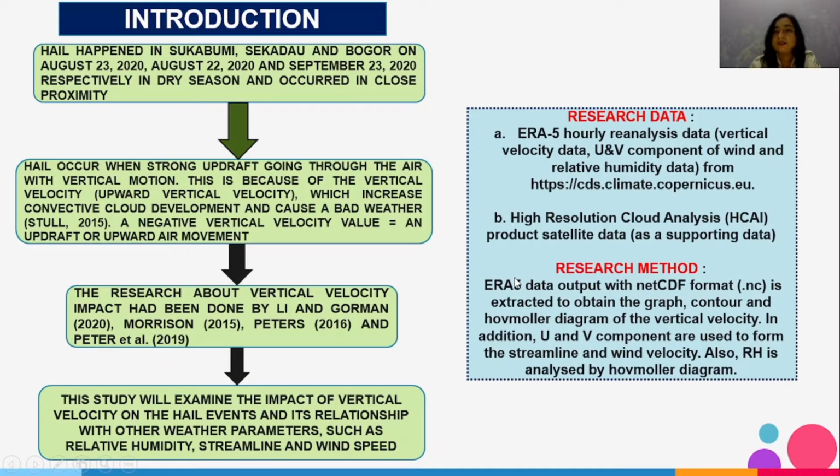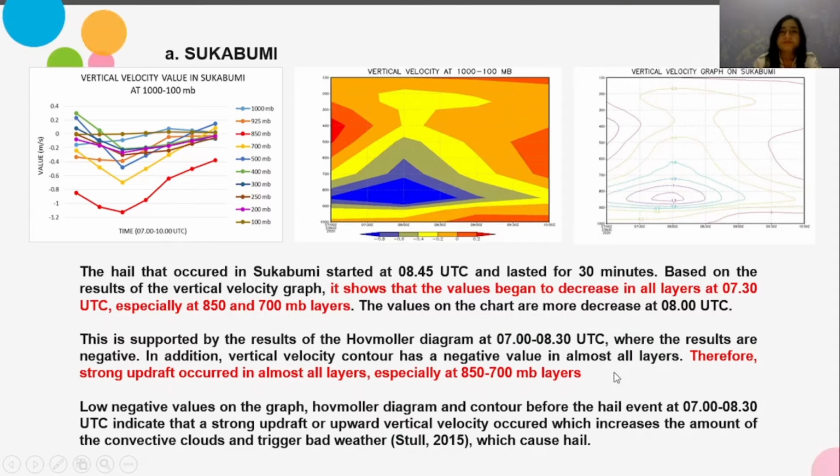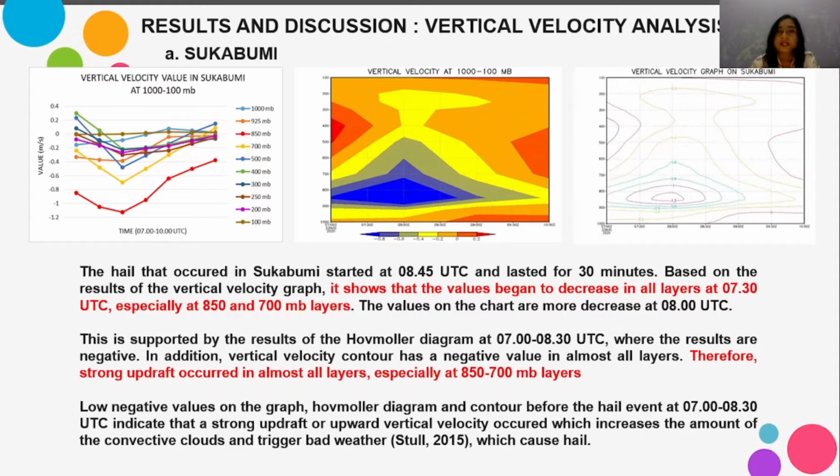The data used in this research are ERA5 hourly analysis data from Climate Copernicus, and high-resolution cloud analysis as supporting data. The research method is that ERA5 data is extracted to obtain the graph, contour, and Hofmüller diagram of the vertical velocity, and then the U and V components are used to form the streamline and wind velocity. Moreover, relative humidity is analyzed by Hofmüller diagram. Next are the results and discussion of the vertical velocity analysis in Sukabumi.